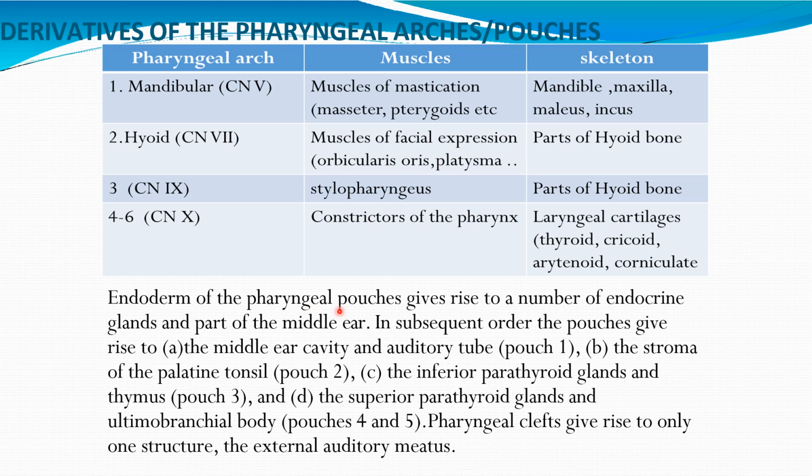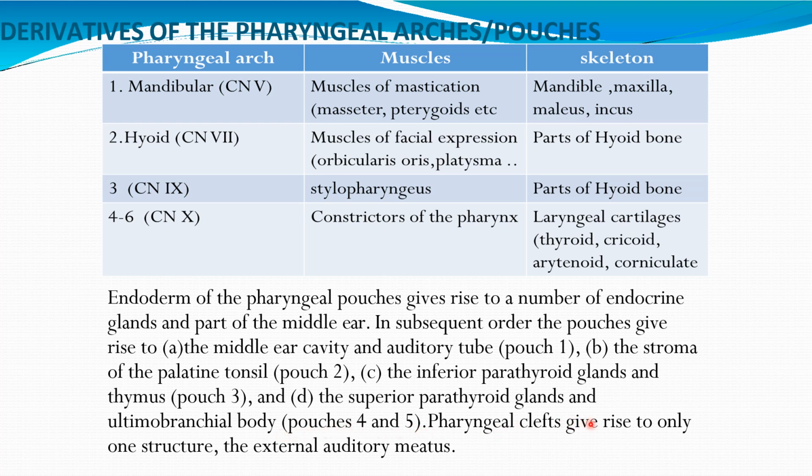So the endoderm of the pharyngeal pouches gives rise to a number of endocrine glands and part of the middle ear. In subsequent order, pouch 1 gives rise to the middle ear cavity and the auditory tube. The second one, the stroma of the palatine tonsils, is made by pouch 2. Thirdly, we have the inferior parathyroid gland and the thymus, which are made by pouch 3. Then the superior parathyroid gland and the ultimobranchial body are made by pouches 4 and 5.